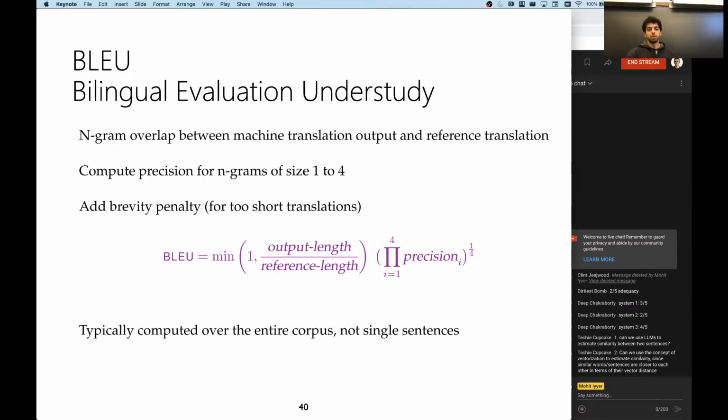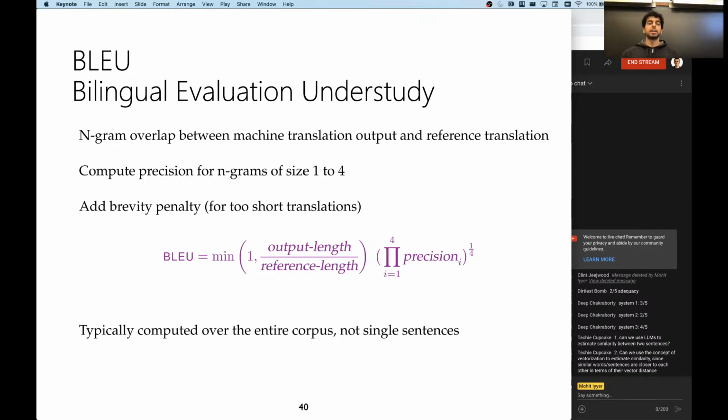Okay, so let's take a look at this formula here, just so you understand what's happening. The main part of the formula is this geometric mean of precision at different n-gram values. You take the precision of single words, and the precision of bigrams, trigrams, and 4-grams, and you compute the geometric mean of these to get a single kind of average of the score. In the original paper, they found that the geometric mean results in a better correlation to human judgments than the simpler arithmetic mean. There are several hypotheses for why this might be.